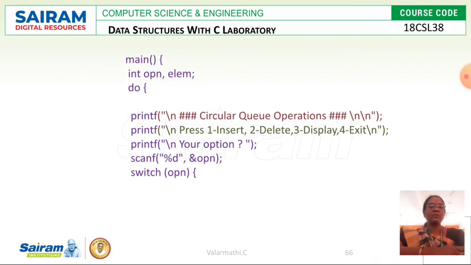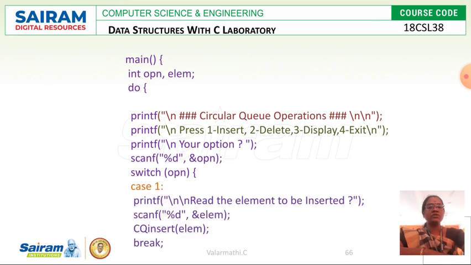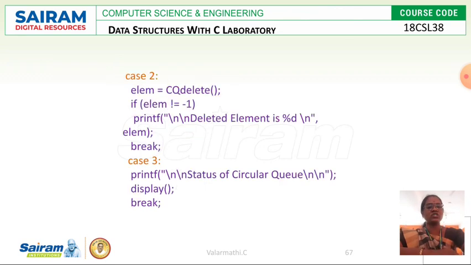So now we come to the main part of the program. After void main, it declares integers opinion and element. Here opinion is an option, and depending upon what the user selects, it will work. The options given here are: 1 is for inserting, 2 is for delete, 3 is for display, and 4 is for exit. So case 1 is to read the element to be inserted. Scanf reads the element. For inserting, we invoke the CQ insert function, and case 2 is deletion.